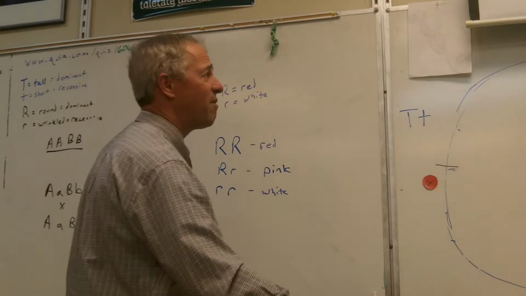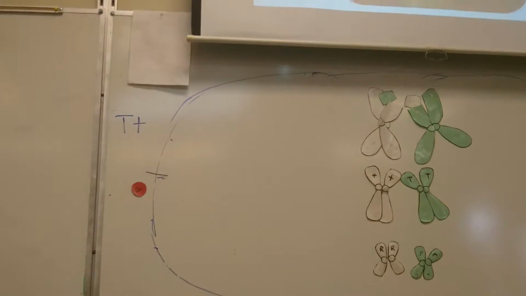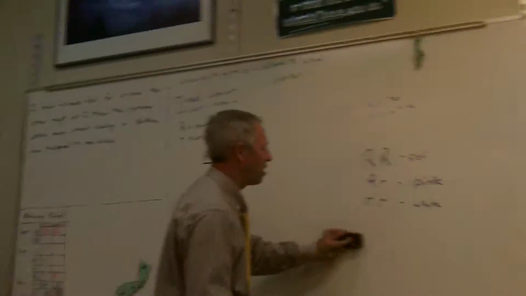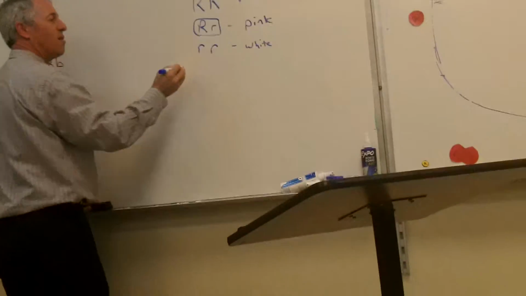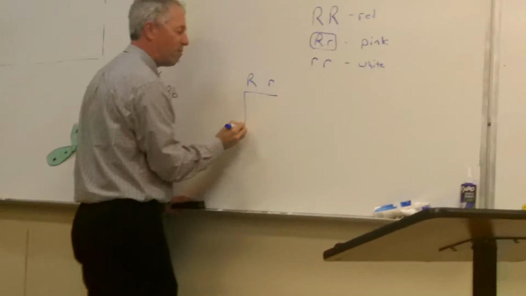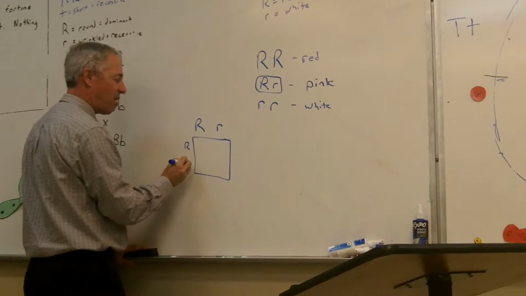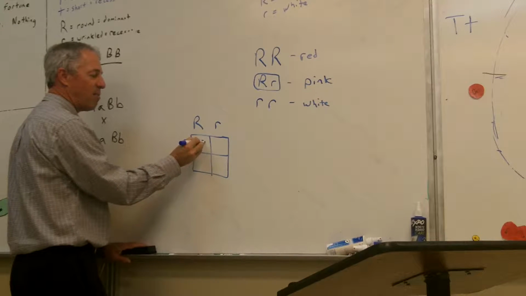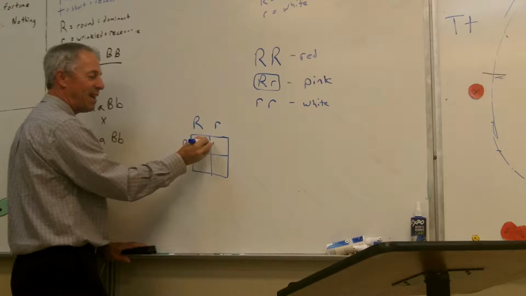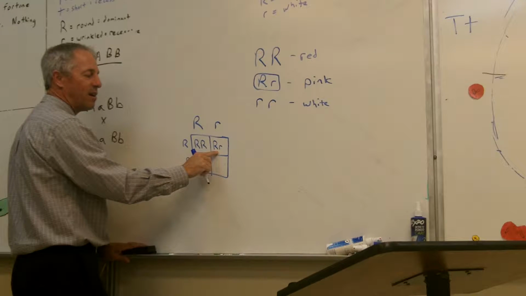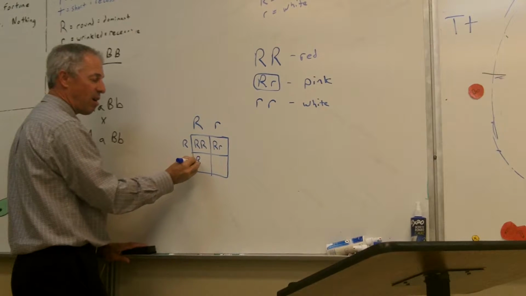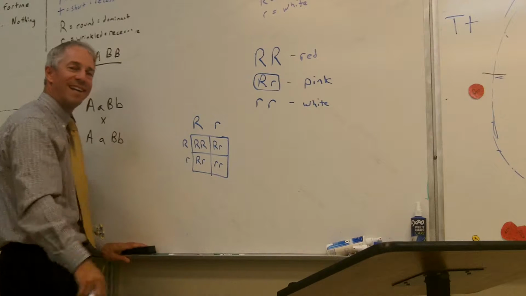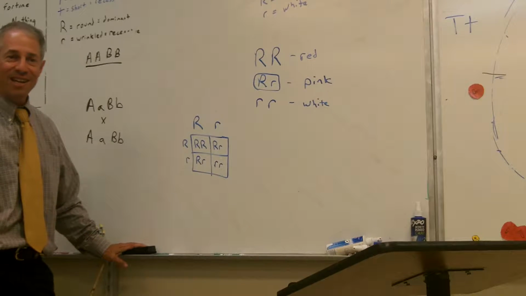So what if we took two of these pink flowers and mated them together? Would we just get pink flowers? No, sir. Let's do that on the board. Let's take one of these pinks, big R, little r, and mate it with another pink, big R, little r. A pink mating with a pink. You can get a big R, what color is that? Red. You can get a big R, little r, what color is that? Pink. You get a big R, little r, what color is that? Pink. Or a little r, what color is that? White. Isn't that interesting?